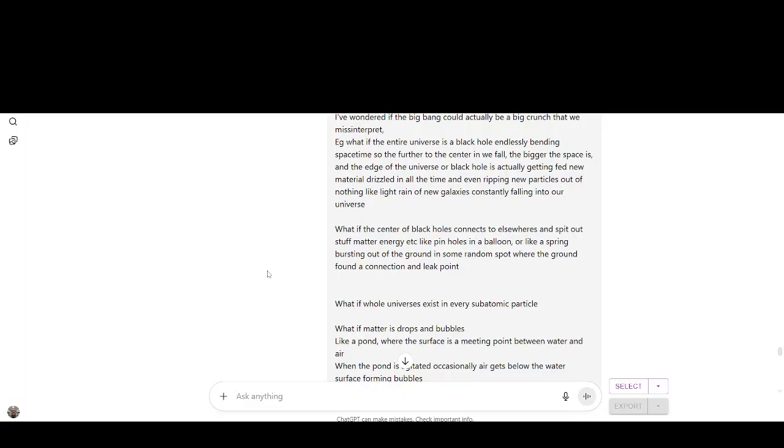So if you were to get something super heavy and set it in the bottom of a pool, if you just kept increasing the weight and increasing the weight, eventually it seems like you would rip a hole through the bottom of the pool and you would start leaking stuff out of the pool and into someplace else. It's interesting to think about.